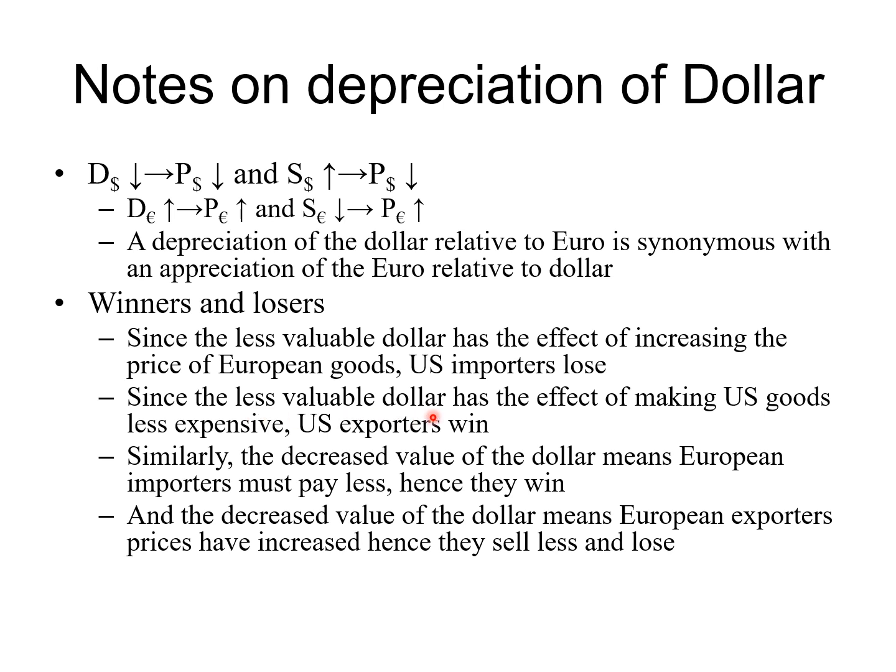The less valuable dollar has the effect of making U.S. goods less expensive, so U.S. exporters win. And the reciprocal is true of the Europeans. The decreased value of the dollar means European importers pay less, they win. The decreased value of the dollar means European exporters' prices have increased, so European exporters lose. It's exactly the opposite of the appreciation of the dollar.